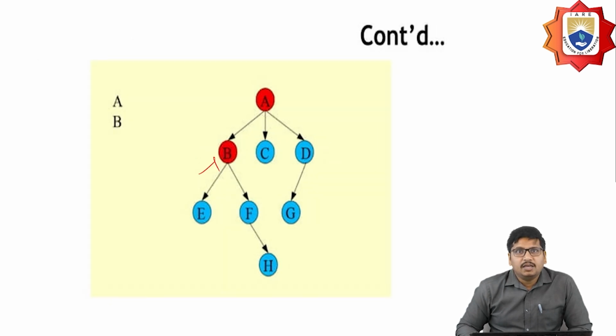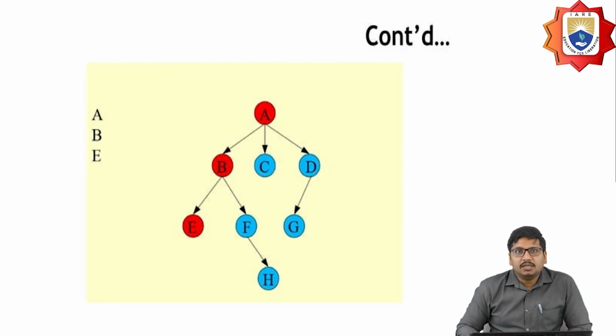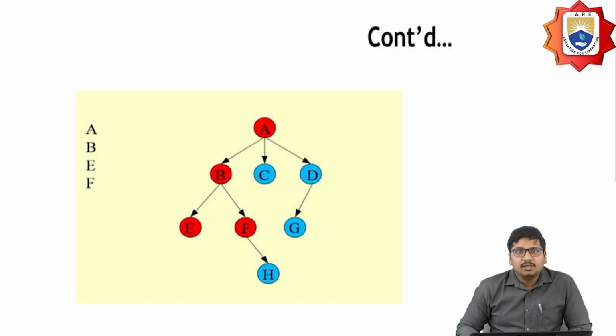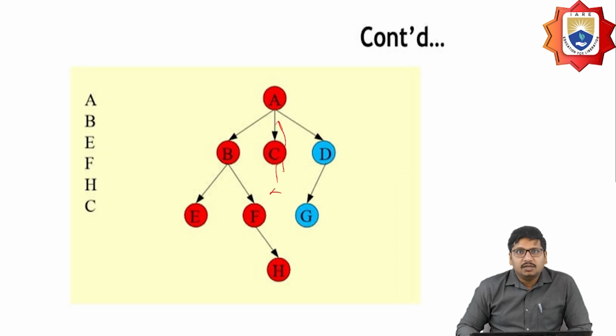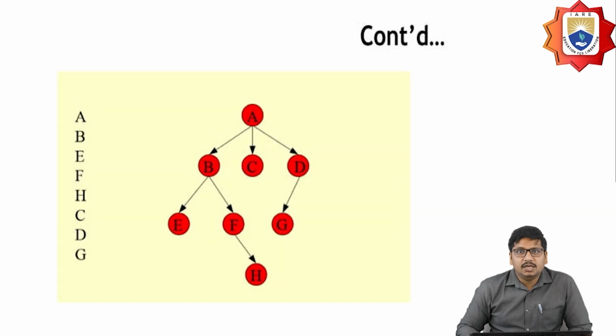So first A, B is the next adjacent, and E is adjacent to B. And again I have to backtrack, and then the next adjacent nodes are F and H. Next one C, again I backtrack and visit the next one, D, and then G.